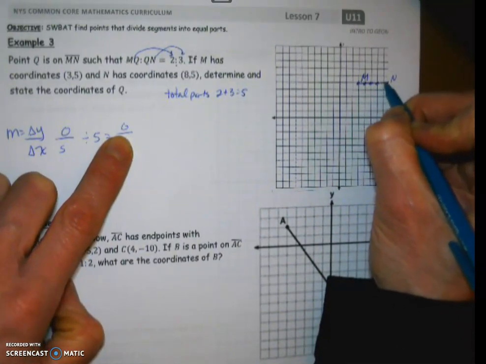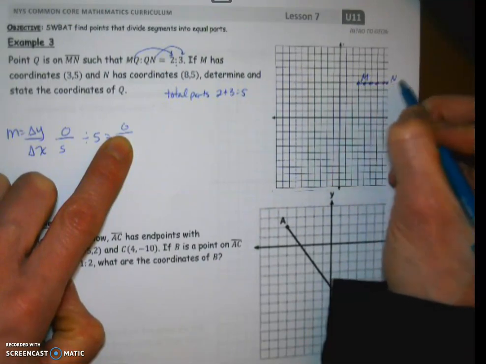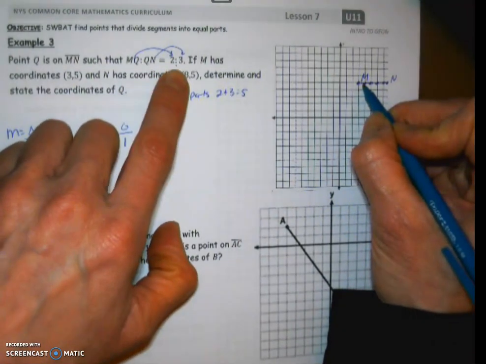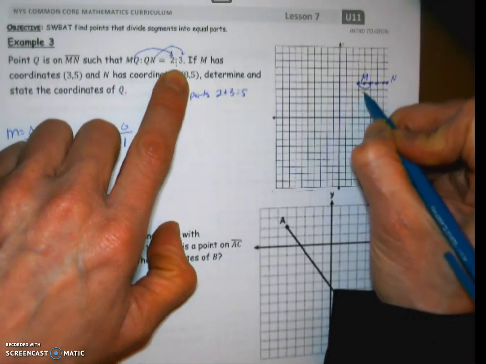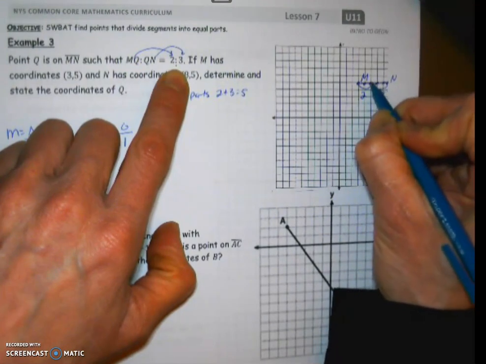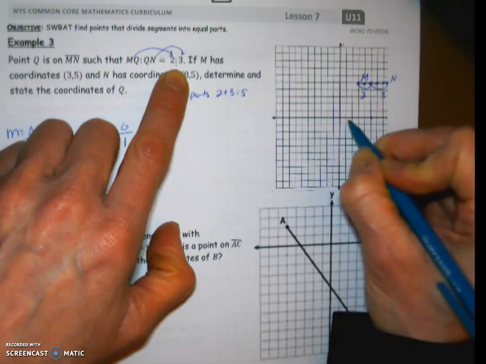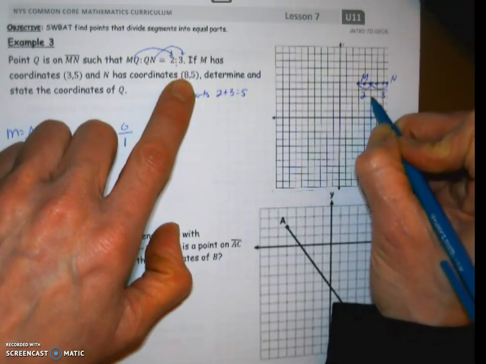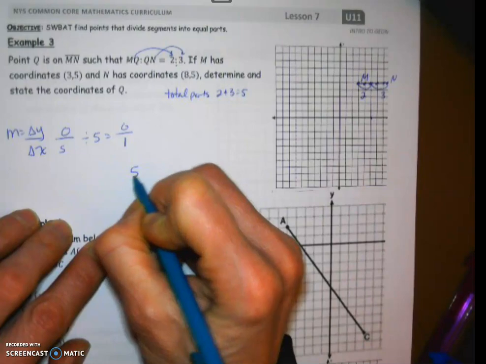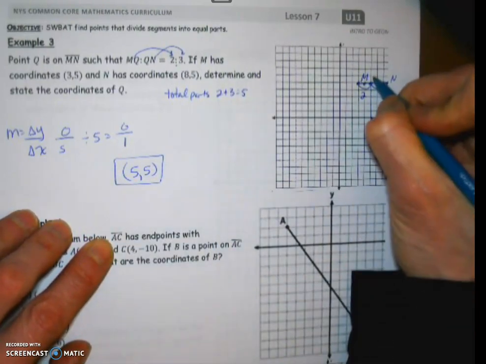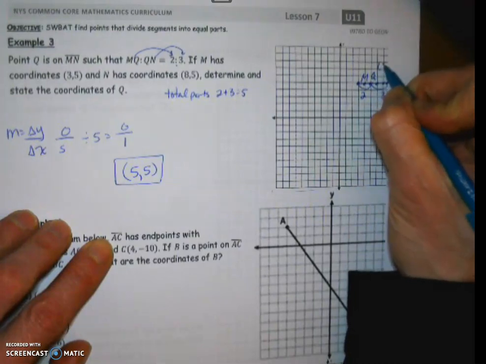So obviously this one's pretty simple. All right, we have this into 5 equal parts. So now we want MQ to have 2 units, and we want QN to be 3 units. So it's going to be this point right here. So that's going to be at 1, 2, 3, 4, 5. So positive 5 on the x, positive 5 on the y. So point (5, 5) is where Q is going to be located.